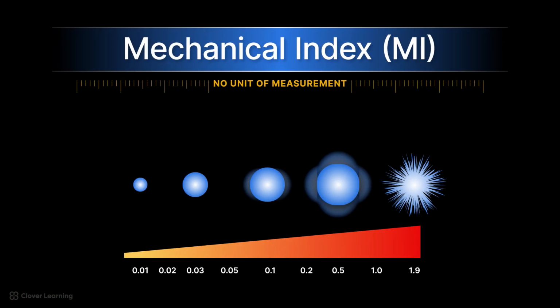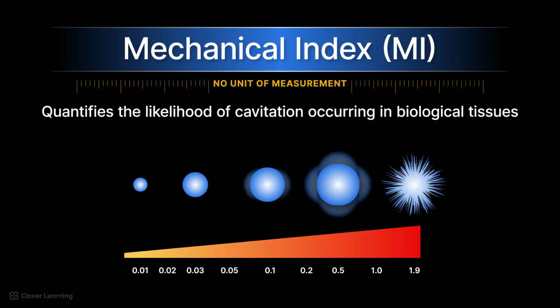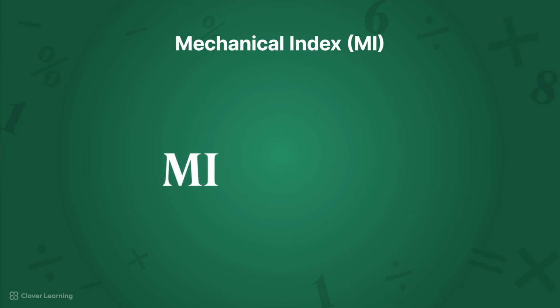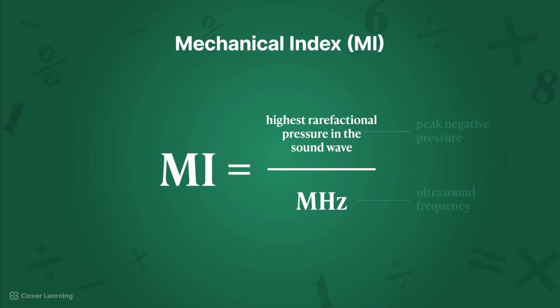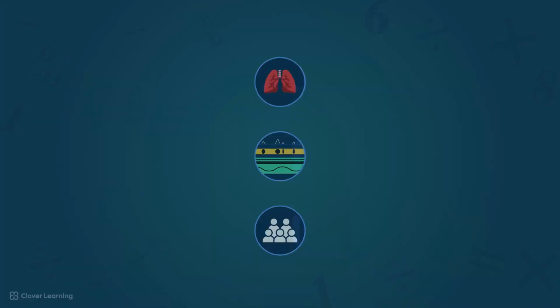Finally, let's discuss the mechanical index. The mechanical index, or MI, quantifies the likelihood of cavitation occurring in biological tissues. It is defined as the peak negative pressure divided by the square root of the ultrasound frequency. The peak negative pressure represents the highest rarefactional pressure in the sound wave, while the ultrasound frequency is measured in megahertz. A higher MI indicates a greater potential for cavitation.